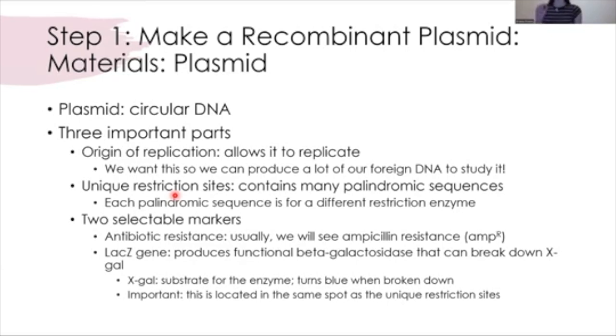The next part is unique restriction sites. And each of those would be a palindromic sequence where a restriction enzyme could cut. So you could use a lot of different restriction enzymes to cut at those sequences.